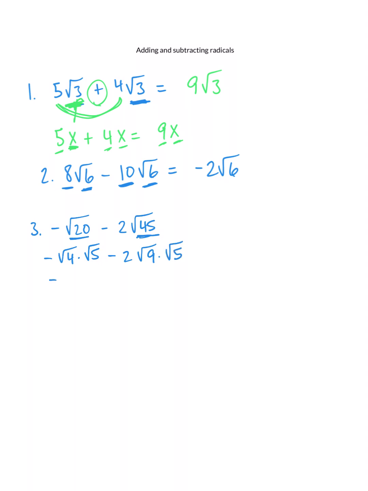So the square root of 4 is 2. So we have negative 2 times the square root of 5 minus, we know that the square root of 9 is 3. So we need to multiply this 2 and this 3. And now we can combine our negative 2 and our negative 6 because we have the same radical, square root of 5, on both. So this is going to equal negative 8 times the square root of 5.